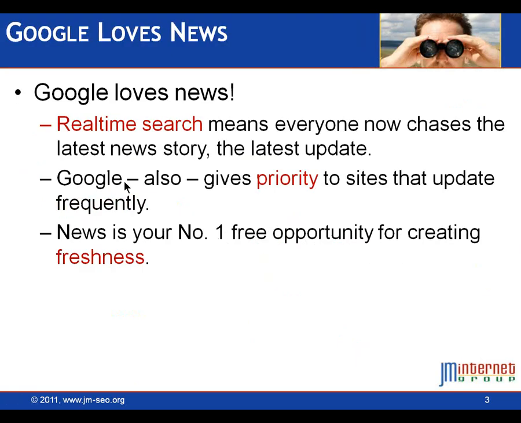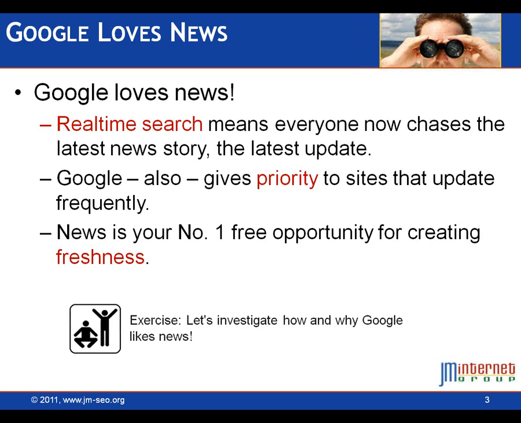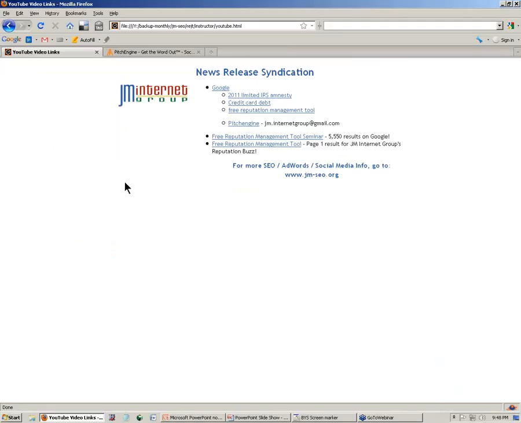So let's talk a little bit about why Google loves news, fresh content, news, all that jazz. First of all, real-time search, Google has it, Bing has it. Everybody's chasing the latest news story. So the more you generate new content, the better you're going to do in your SEO performance, your Google rank. Secondly, Google gives priority to sites that update frequently. So the more you update, the better your reputation becomes. So news and news releases are really the number one free opportunity for creating what I would call the freshness factor on Google. Let's just take a peek at how Google rewards fresh content.